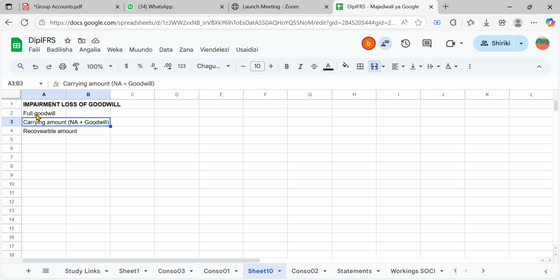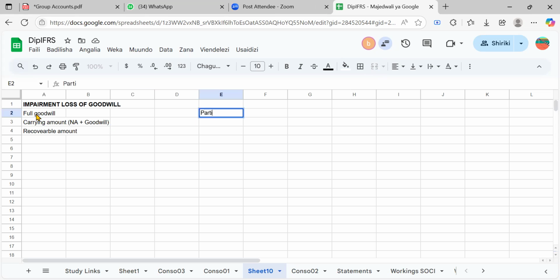By full goodwill, it means it's 100% goodwill. It does not only deal with the parent interest. In that case, it is usually simple: you just add and you'll be done. Now, suppose you are going to deal with the partial goodwill. That's where the problem comes.